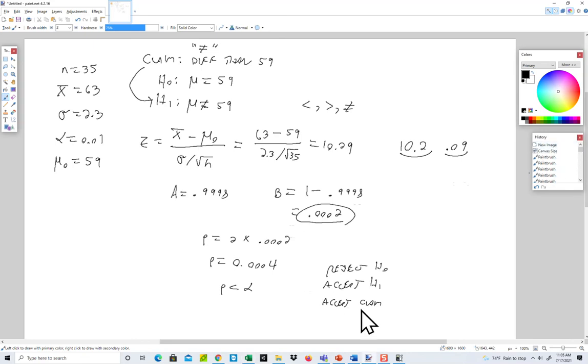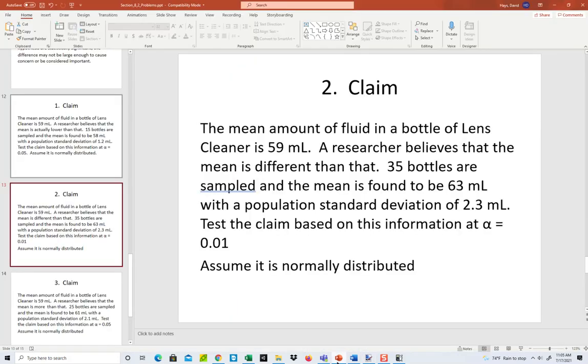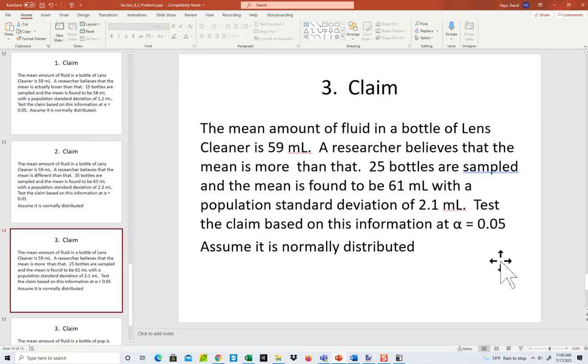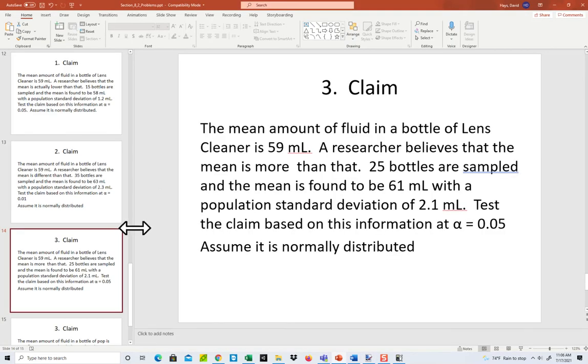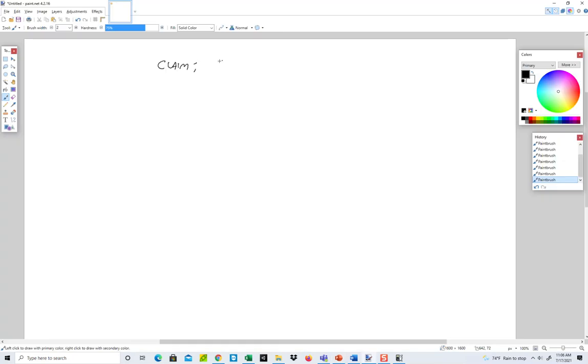And the last case. Let's take a look at this one. The mean amount of fluid in a bottle of lens cleaner is 59 milliliters. The researcher believes the mean is more than that. So more than 59.